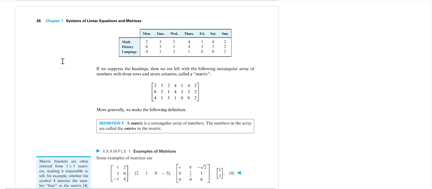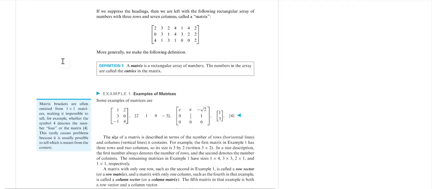First question: what is a matrix? A matrix is nothing but a rectangular array of numbers, and the numbers in the array are what we call entries. That's pretty straightforward. Before we move on, we want to talk about a very important concept: the size of a matrix, how big a matrix is. We should have some way to quantify that.